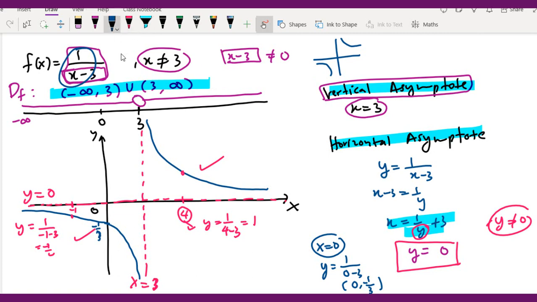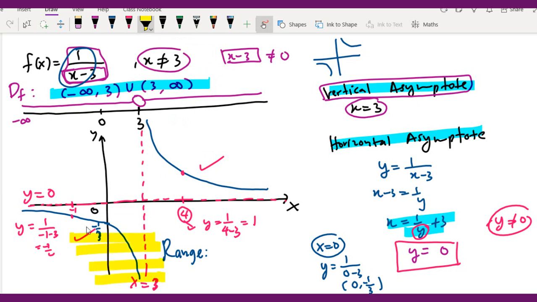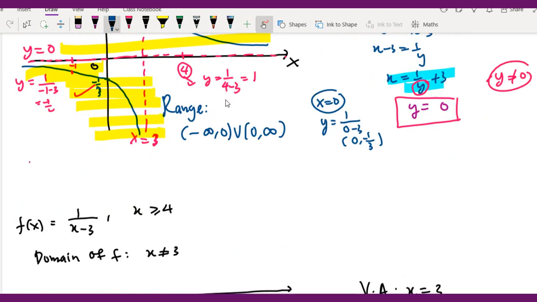Then we find the range. From the graph, the range considers the y values. From the bottom up to here, then from 0 up to infinity. So we conclude that the range is from negative infinity to 0, union 0 to infinity. This is the range, and this is the domain. That settles this example.